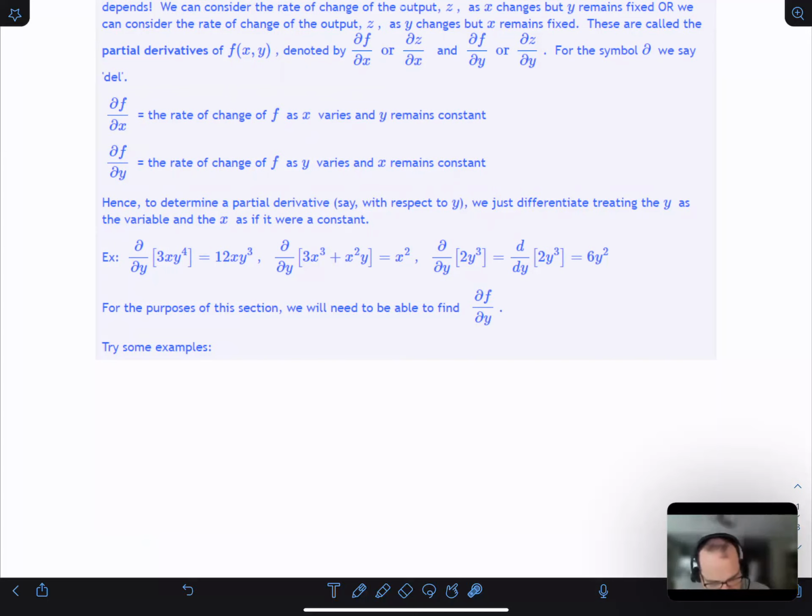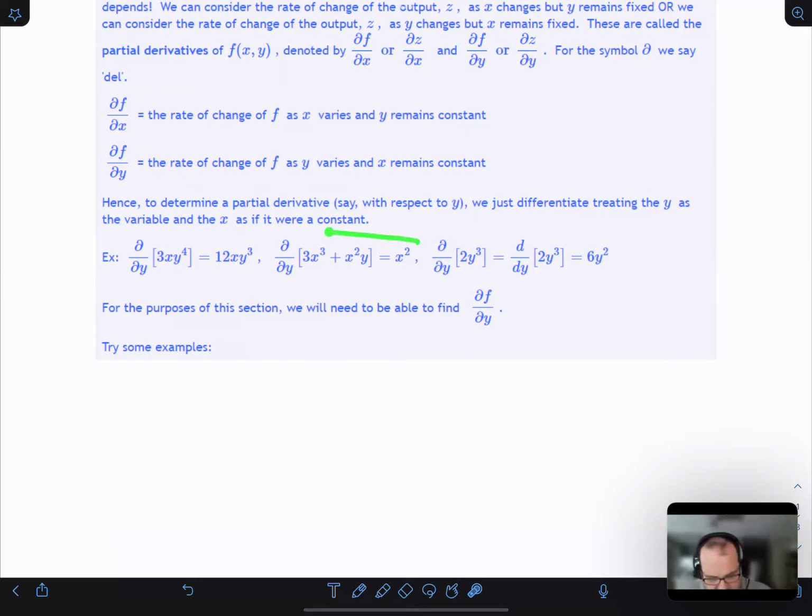So a couple of examples here. What is the partial derivative with respect to y of the function 3xy to the 4? So this is not a difficult one. We treat 3x like it's a constant. So what is the derivative of y to the 4 with respect to y? Well, we would take the 4 down in front and then reduce the exponent by 1. So the 4 comes down in front and gives us 12x in front, and then y cubed is what's remaining. So that is the partial derivative with respect to y. You just pretend like x is a constant and y is a variable.